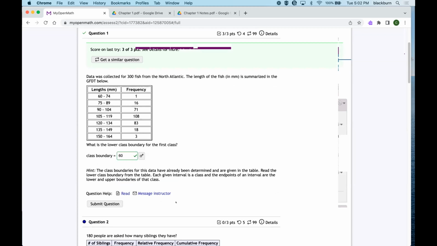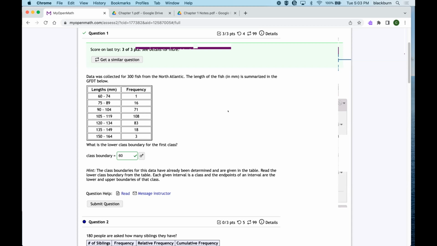So it might say, what's the upper class boundary for the last class? And you'd say 164. Well, I look at all the classes. That's weird, that's not what ours says. Ours says the first one is lengths 100 to 119. So your answer is going to be 100. Yeah, it will be different because there are multiple versions of every question.